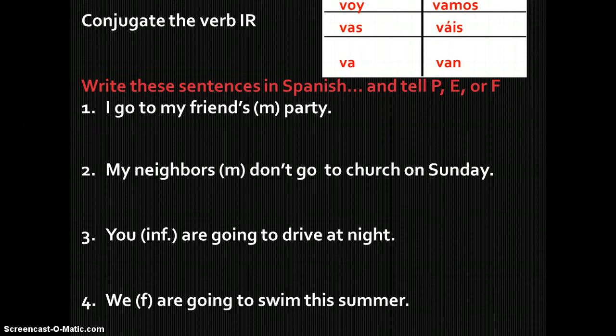All right, the conjugation is voy, vas, va, vamos, vais, and van. Remember, it's irregular in all 6 conjugations. Starts with a V and it's conjugated like an AR verb.